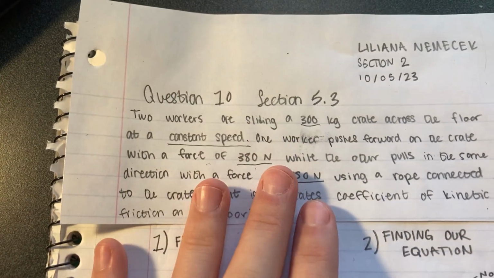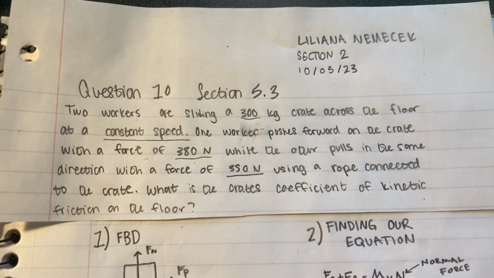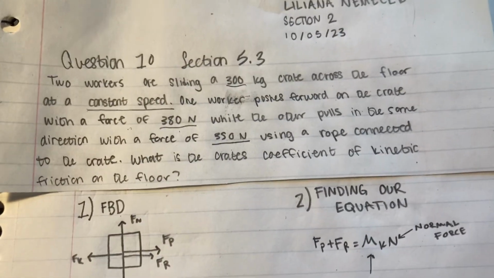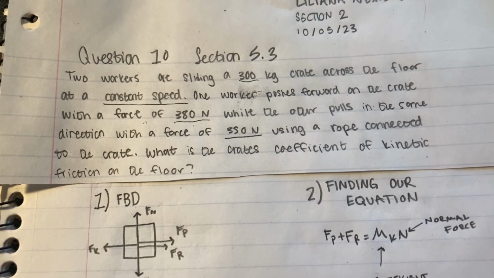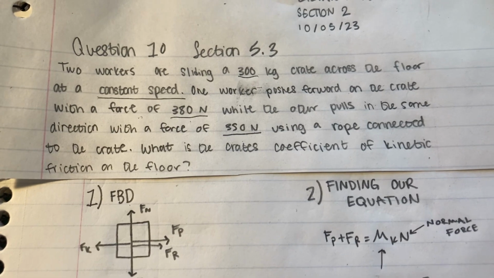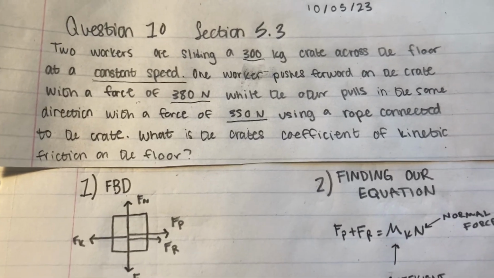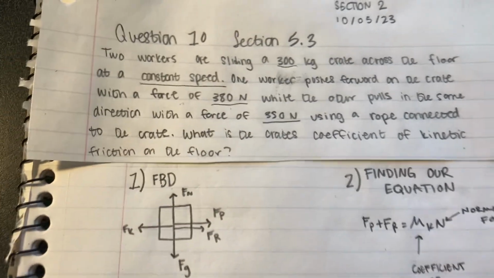So the problem is the workers are sliding a 300 kilogram crate across the floor at a constant speed. One worker pushes forward on the crate with a force of 380 newtons, while the other pulls in the same direction with a force of 350 newtons using a rope connected to the crate. What is the crate's coefficient of kinetic friction on the floor?